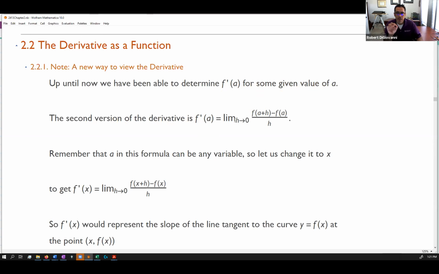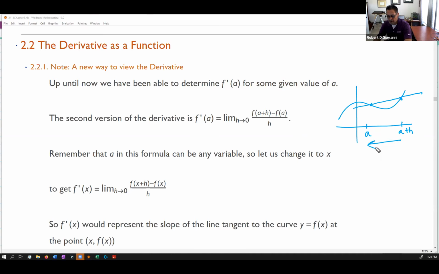We said, okay, let's start with some graph. Let's pick a point A, and then we'll do another point to the side of it, A plus H. And then we slid that point over here, right? And that's when we let H go to 0 to do that. We did this last class, right? This look familiar? But I used A, right?